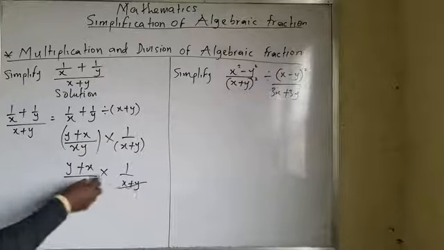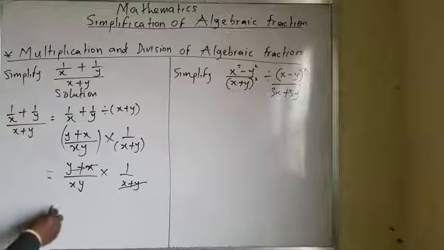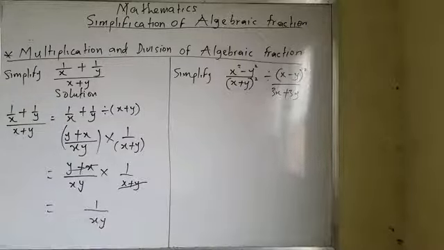Now, this we cancel this. That is very important. Left with, it will now be what? 1 divided by xy. That is my final answer. There's nothing you can do to that. That is my final answer. Now, look at the second one. I think this also is very, very simple. But you need to calm down.